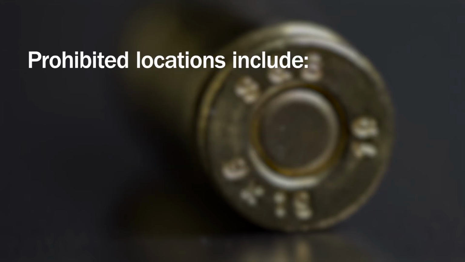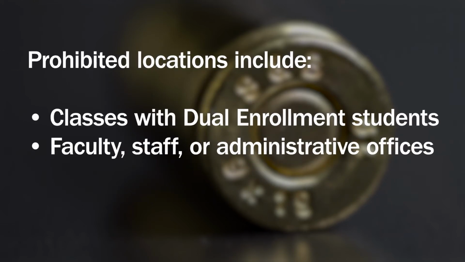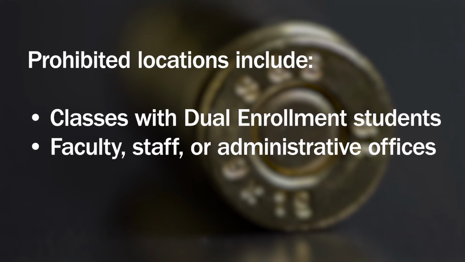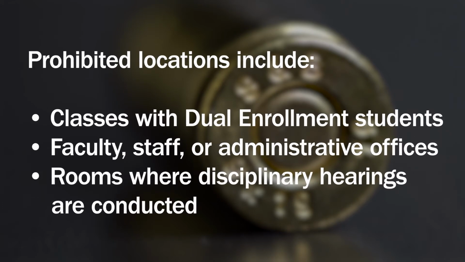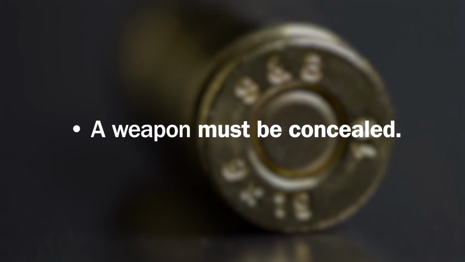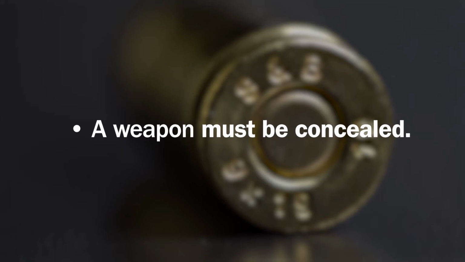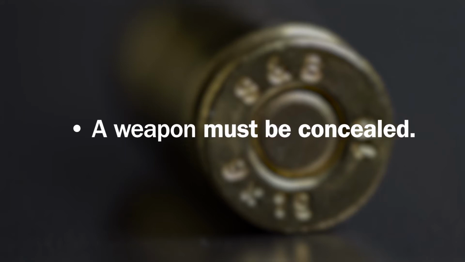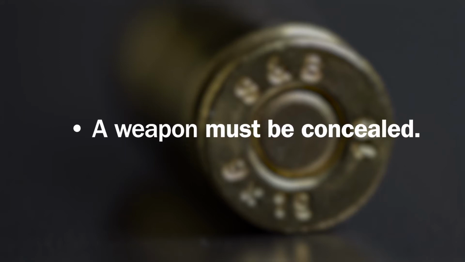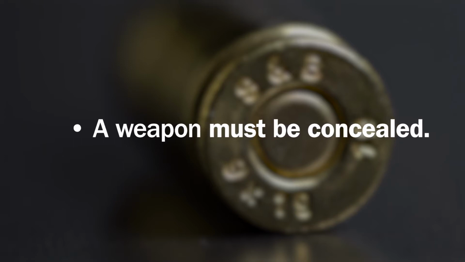Certain locations are prohibited, such as classes with dual enrollment students, faculty, staff, or administrative offices, and rooms where disciplinary hearings are conducted. A weapon must be concealed. Concealed is defined as carried in such a fashion it doesn't actively solicit the attention of others. It's not openly and intentionally displayed, so it's substantially covered by clothing or carried in a bag.